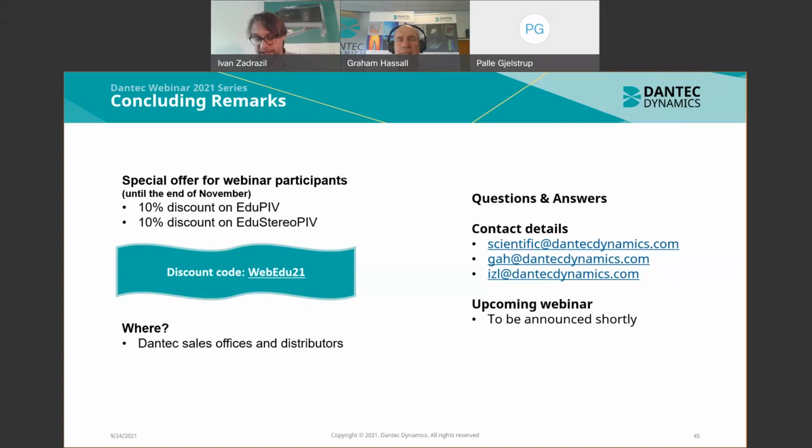On the other hand, CTA and LDA are point techniques. CTA is even an intrusive point technique, whereas LDA is non-intrusive, and PIV is a global technique, so it gives you an overall snapshot of the flow. All these techniques are complementary, and they have their advantages and disadvantages.